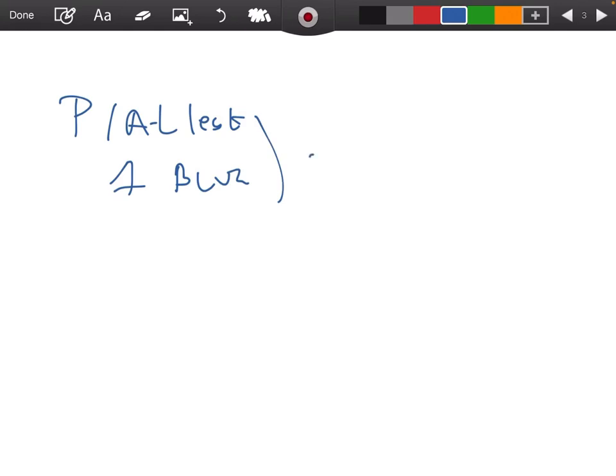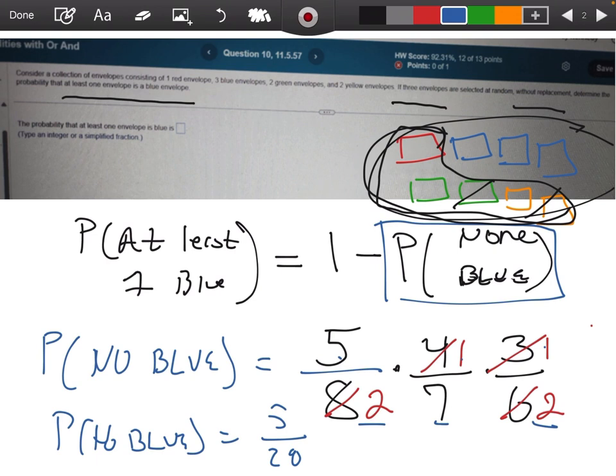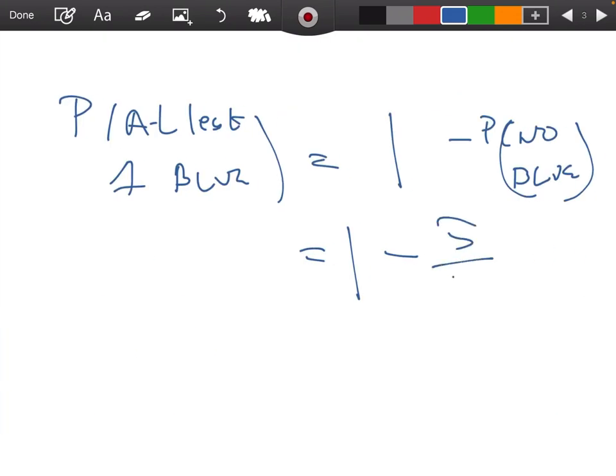So now, remember what we said, the probability of at least one blue is 1 minus the probability that we don't have any blues. And we just found that number, right? We just found that number to be 5 over 28. So we're going to say, what is 1 minus 5 over 28?